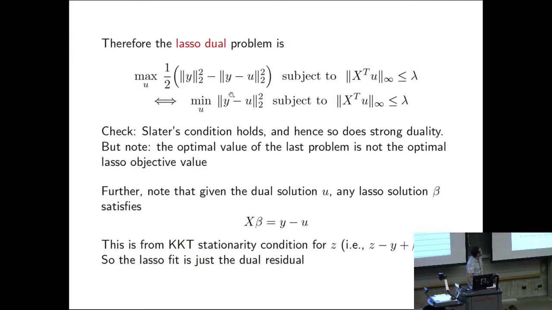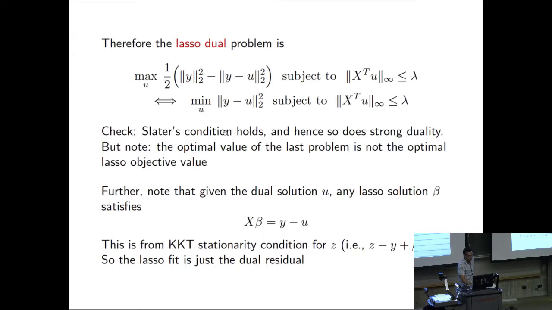Okay, and because the problem is a problem over u, I can actually drop this term of norm of y squared, and I can flip the sign and consider this a minimization problem. So this is to minimize over all u the squared norm of y minus u subject to the L infinity norm of x transpose u being less than or equal to lambda. So this is the lasso dual.